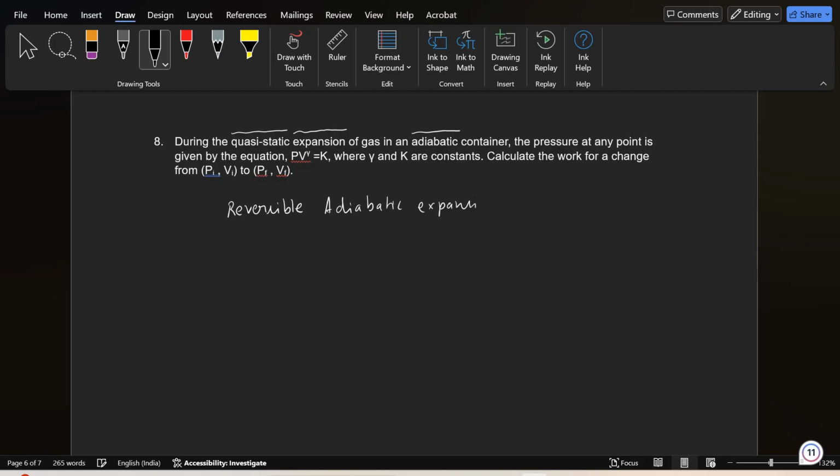And they are giving us something. They're telling us PV to the power gamma is constant. So this is the main important thing that we need to find out. Okay, I'll just draw a small graph.